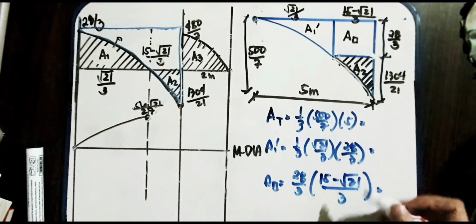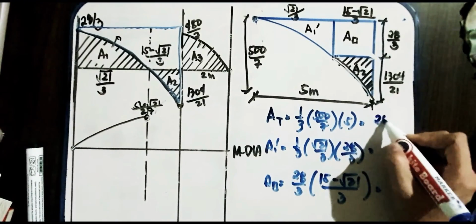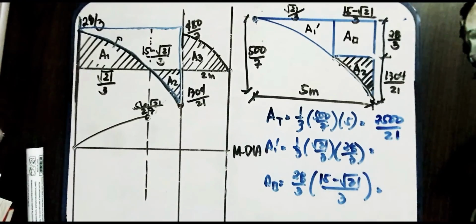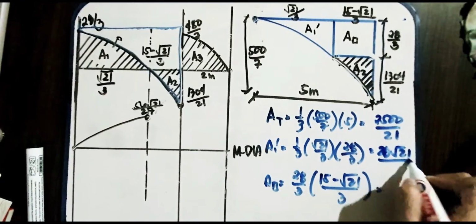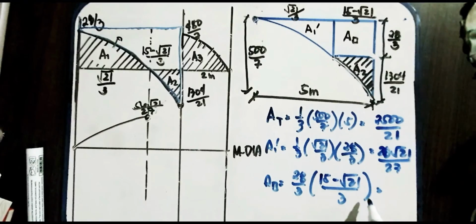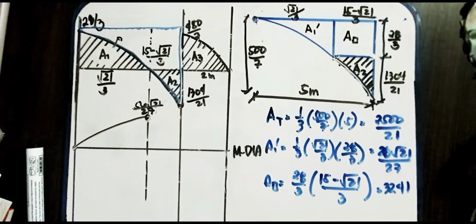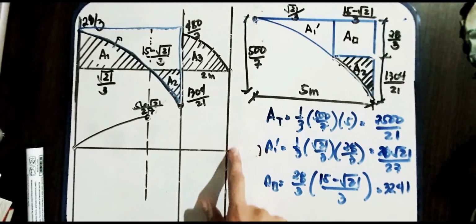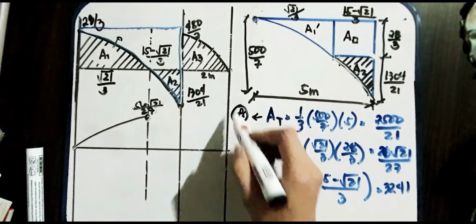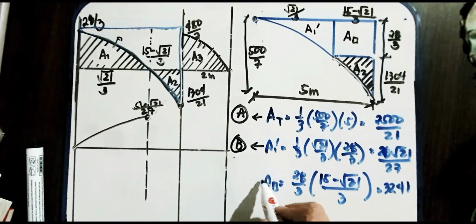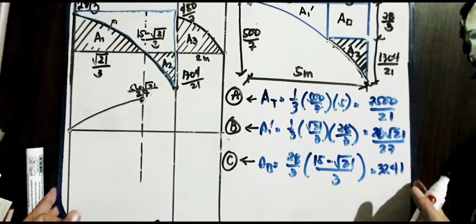So, equals natin. So, the value of this is, okay, check natin, 2,500 over 21. How about this one? This value is 28 square root of 21 all over 27. And this one naman is 32.41. Ang gagawin ko na lang is ganito. Since medyo mahaba yung value ng ibang calculations dyan, we could store A, ito naman, store B, ito naman, store natin kay C. So, para pag i-calculate natin, mabilis na lang.